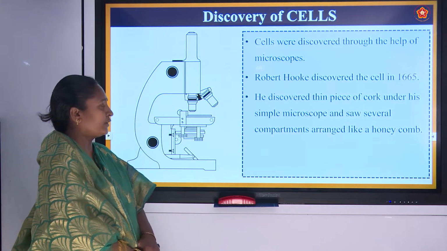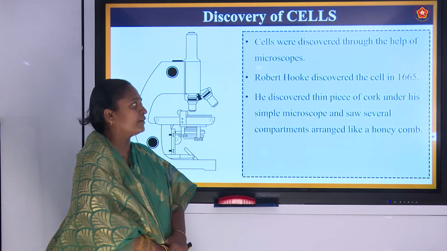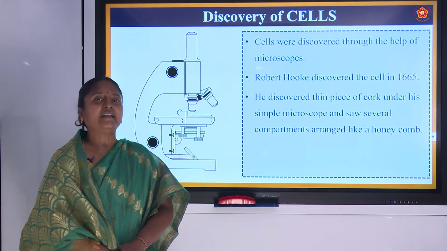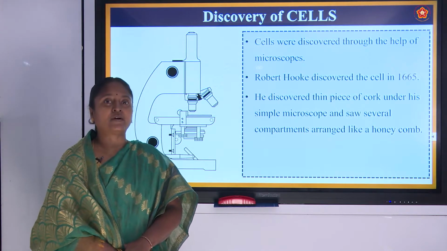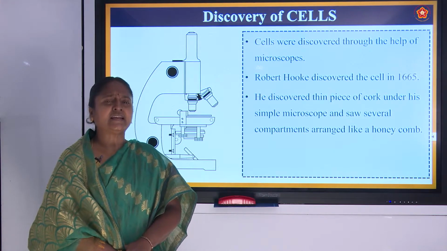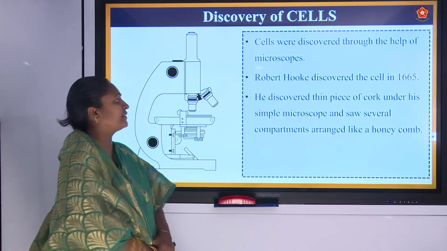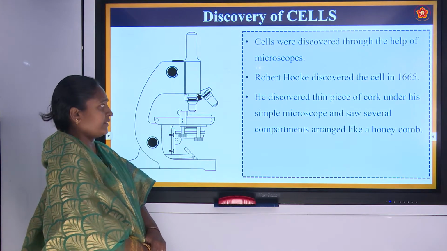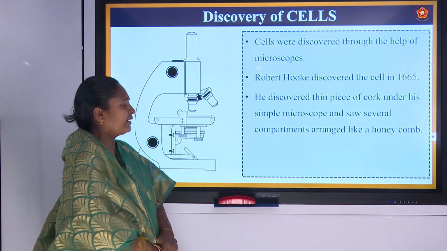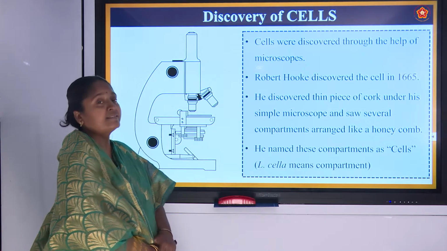First, he took a piece of cork and made a thin section of the cork, and he observed it under the microscope he had created. And he was able to see so many tiny packets and compartments present inside the cork tissue. So, he was able to tell that it is a cell.